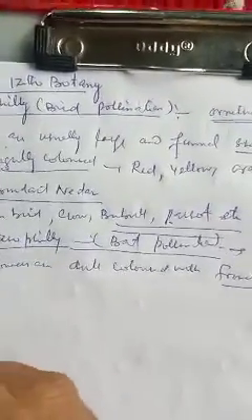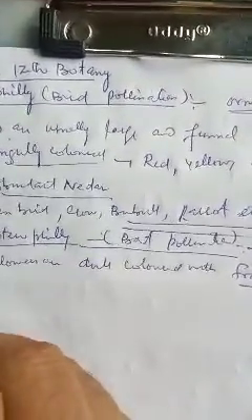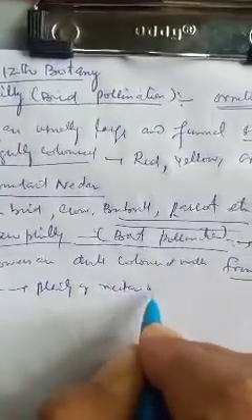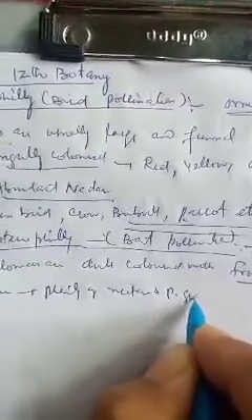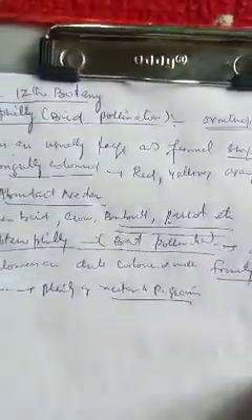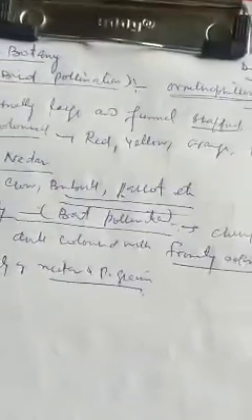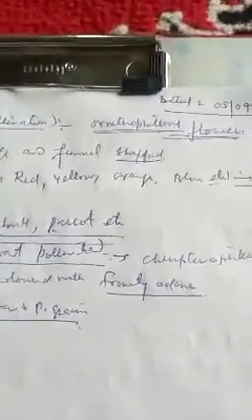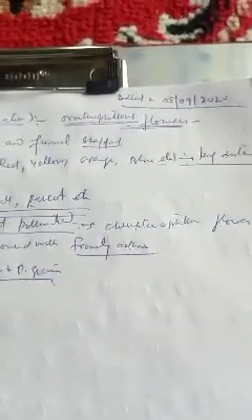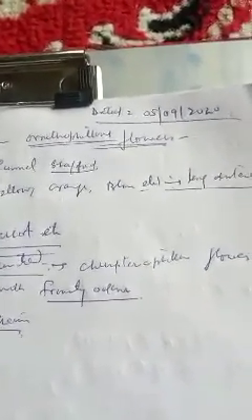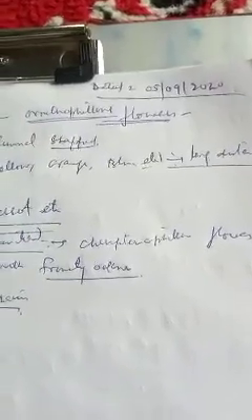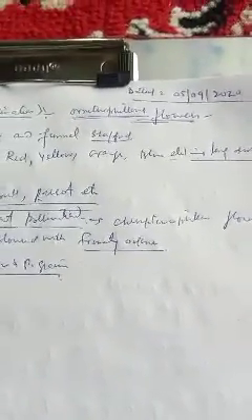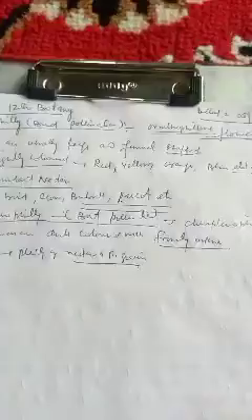Number second feature is the flowers produce plenty of nectar and pollen grains. Flowers produce plenty of nectar and pollen grains. And these are the two important features of these cheiropterophilous flowers, the bat pollinated flowers. Flowers are dull colored with fruity odor. Number second, flowers produce plenty of nectar and pollen grains.